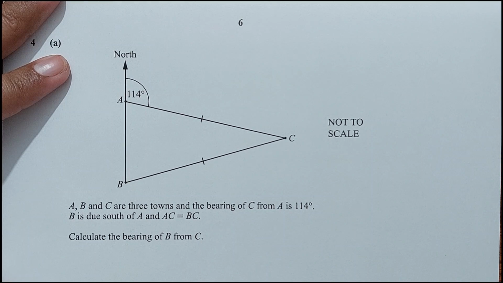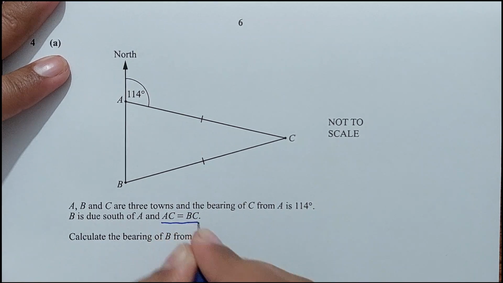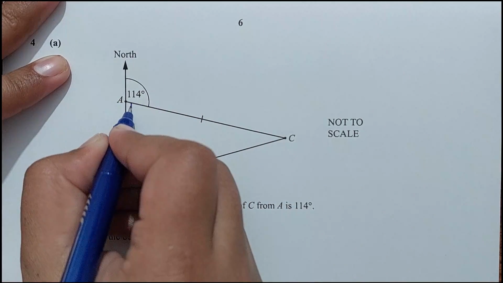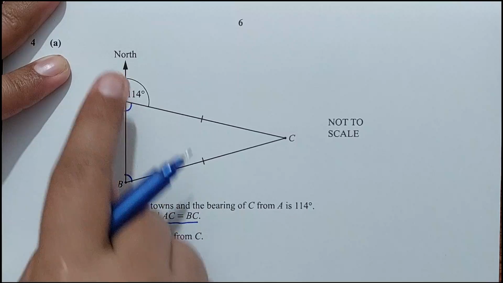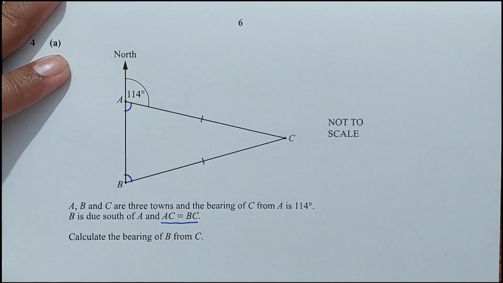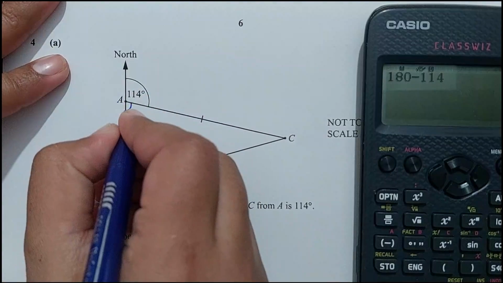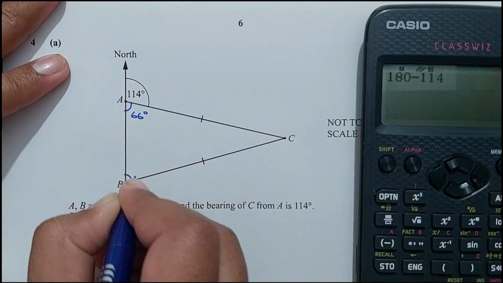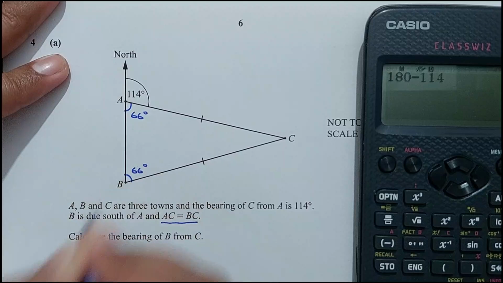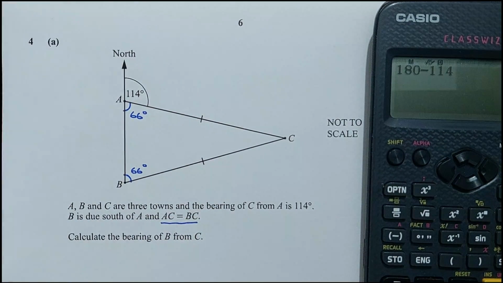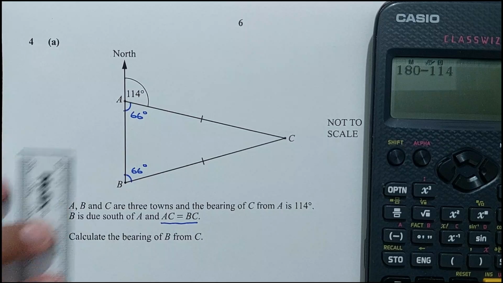Okay, so as we know that AC equals BC, two sides are the same, so two angles are also the same, right? So this is a straight line, it's 180. From 180 subtract 114, this is 66. This angle is 66 degrees, this angle is 66 degrees, right? Now we have to find the bearing of B from C.